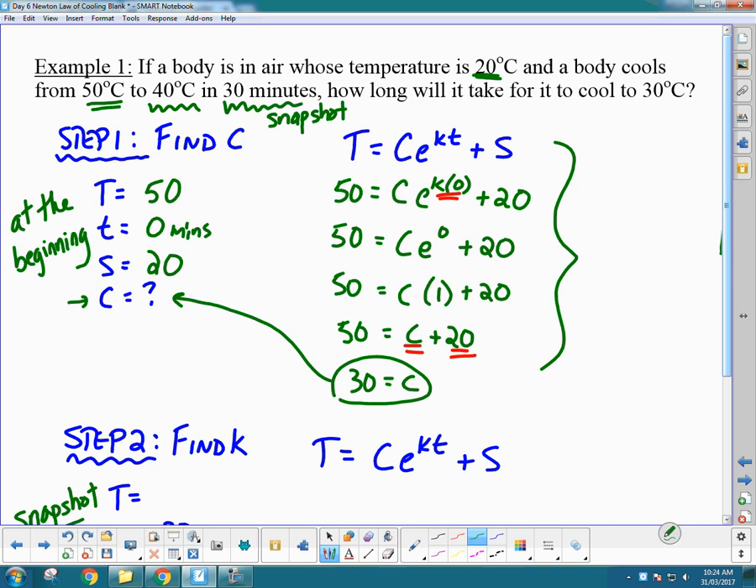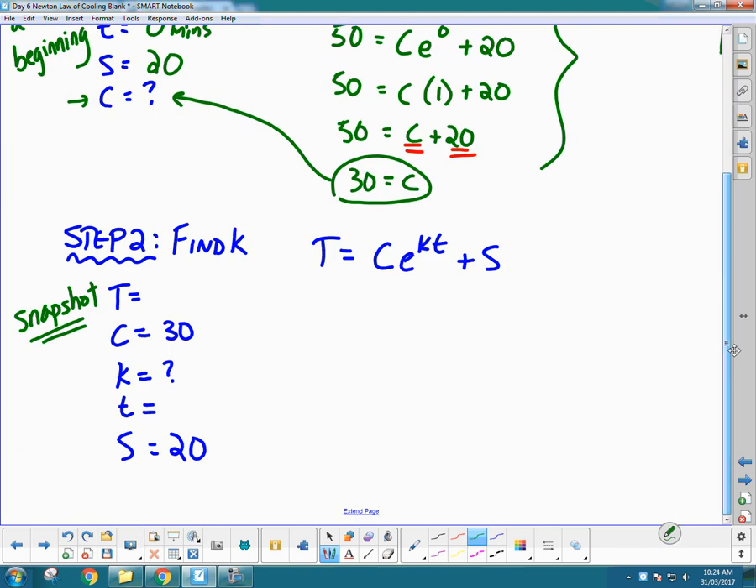So the scenario gets frozen in time, freeze, take the snapshot, we have information. We don't have the information at the end of the scenario, but we have the snapshot. So in the snapshot, we have a temperature of 40 degrees, and it happens at 30 minutes. All of this information will be used to find our k value.